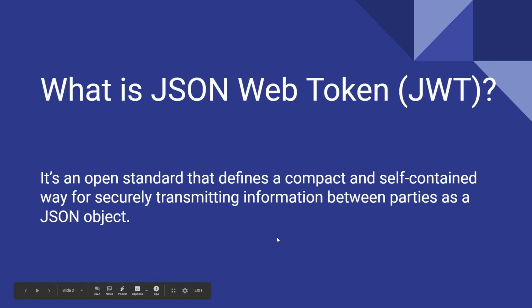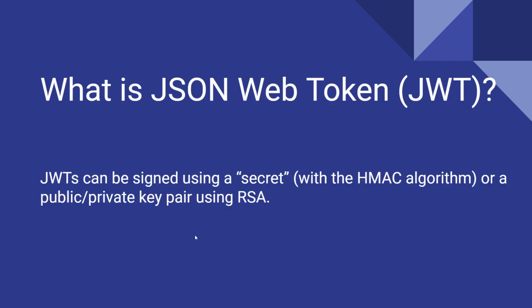So what is a JSON Web Token? It's an open standard that defines a compact and self-contained way for securely transmitting information between parties as a JSON object. For example, JSON Web Tokens can be signed using a secret with the HMAC algorithm or a public-private key pair using RSA.